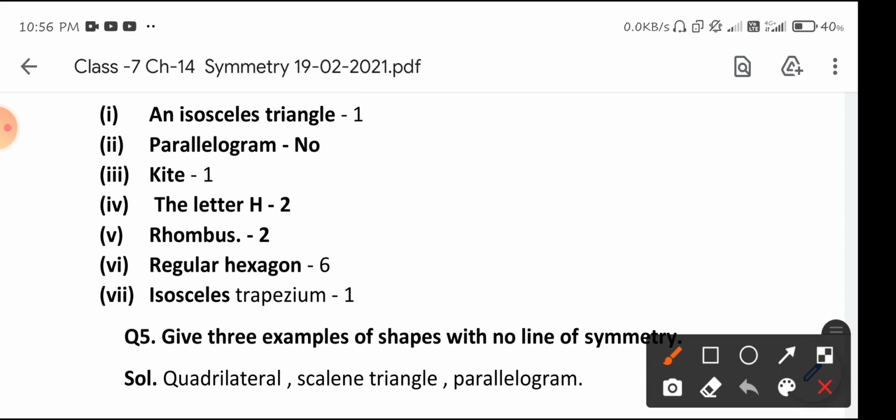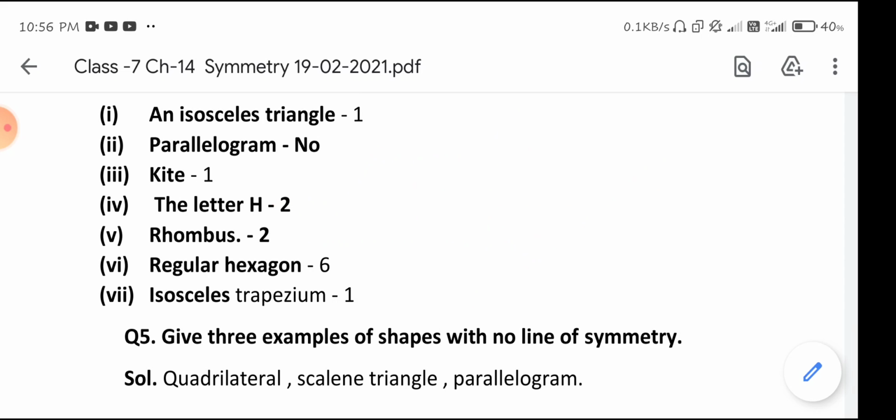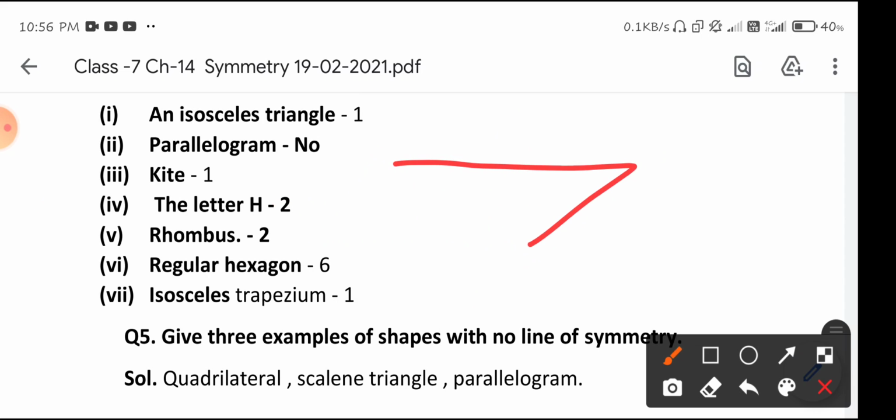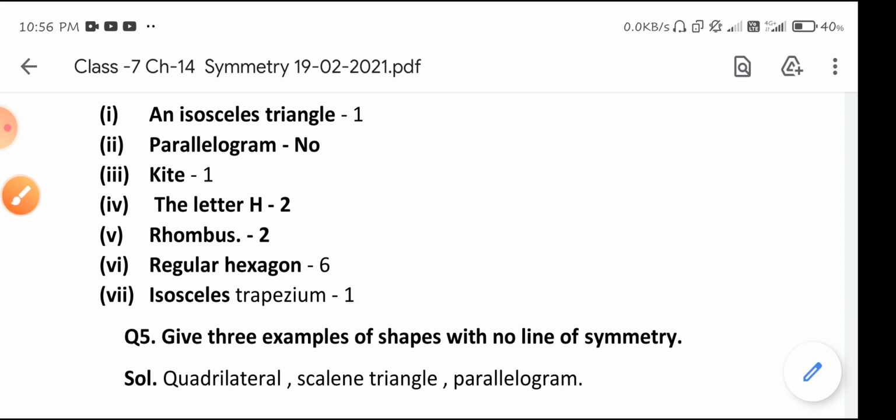Then parallelogram. Parallelogram means like this. Here there are no lines of symmetry possible. If you divide this from here or this part, if you fold the parallelogram from this center, your both parts will not come equal. It means lines of symmetry are not possible in a parallelogram.